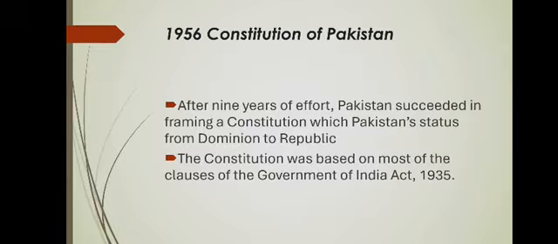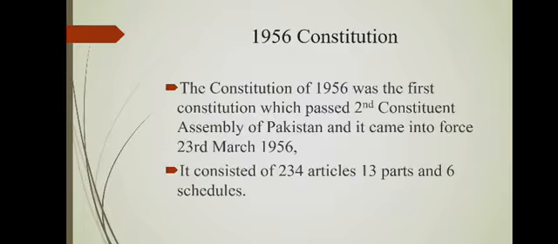Though this constitution was not original, in the sense that it was not totally new, it was giving a system which was already given in the 1935 Government of India Act, that was adopted as the interim constitution of Pakistan. It was basically a parliamentary form of government. The 1956 constitution was passed by the second Constituent Assembly, and it was enforced on 23rd March 1956.